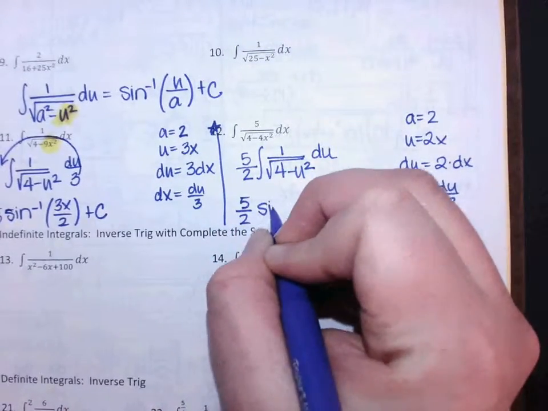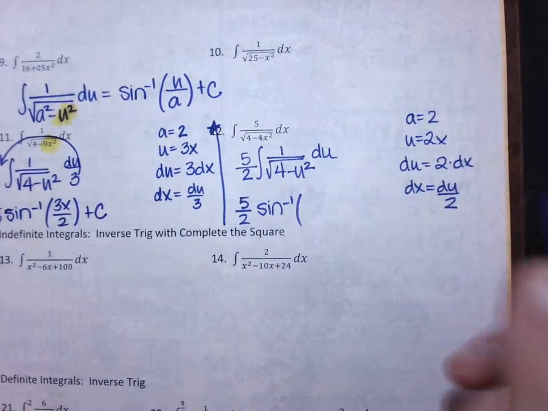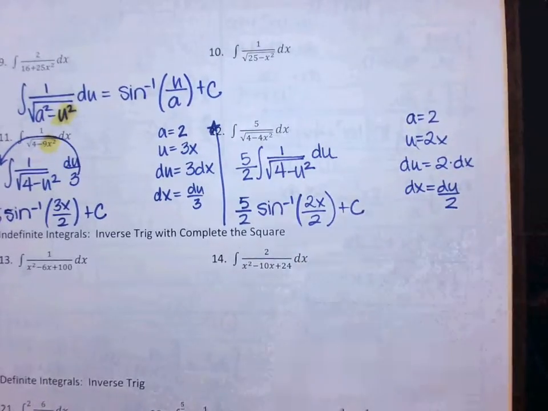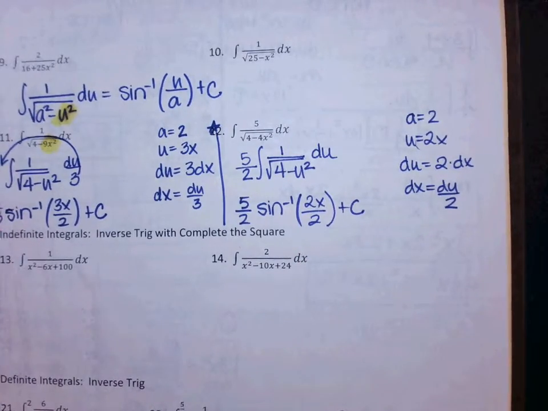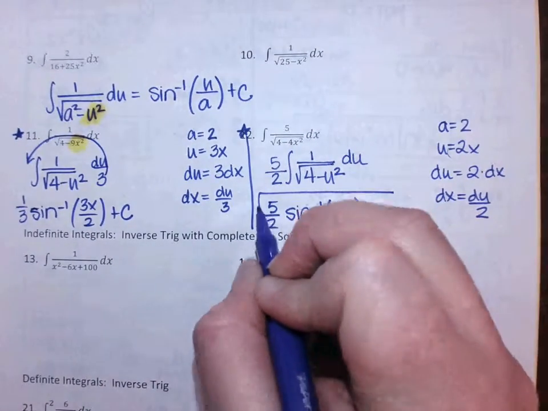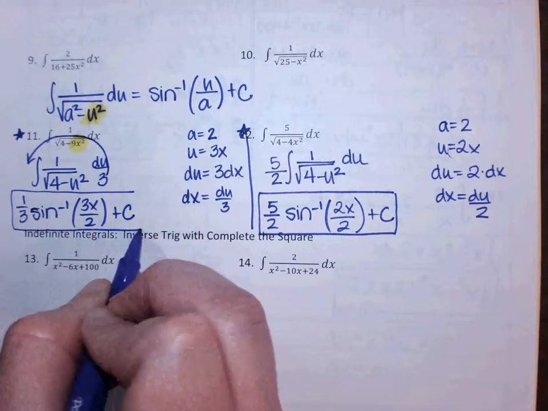5 halves inverse sine. And then remember, it's u over a. My u is a 2x, my a is a 2. Could I change anything about that? 2 divided by 2 is 1, so you could get rid of those 2's if you want to, but you don't have to. It doesn't matter.